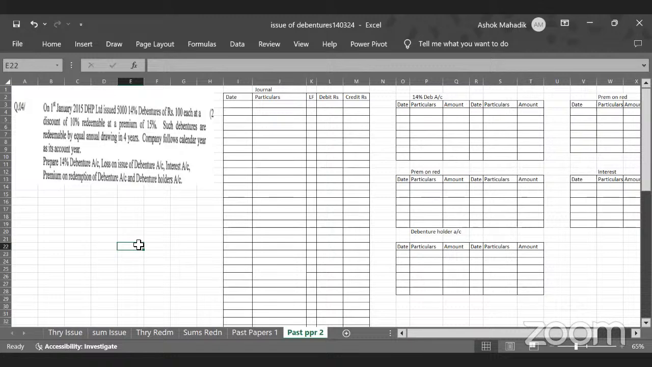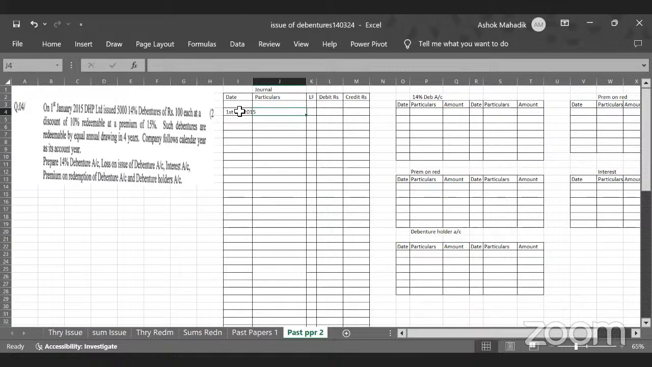Since this will be the first sum in which we will be making ledger accounts, first I'll show you the journal entries for the first year, then we'll post them. Accordingly, we will follow suit for the remaining 3 years. So let us do that. The first entry will be on 1st January 2015.